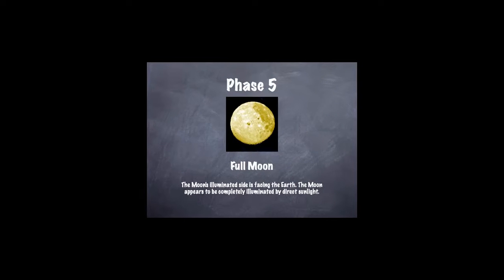Phase 5, Full Moon. Here the moon's illuminated side is facing the earth. The moon appears to be completely illuminated by direct sunlight. The full moon is the one everyone loves to see at nighttime.